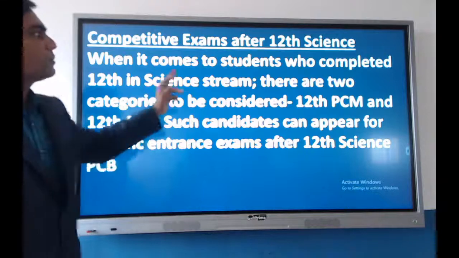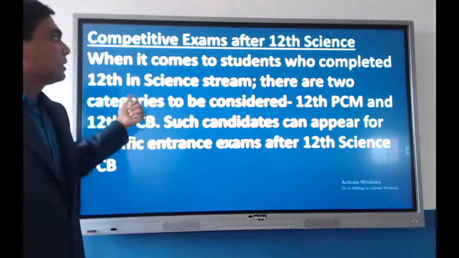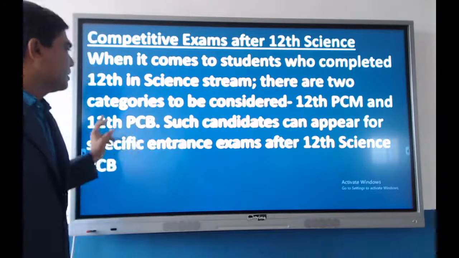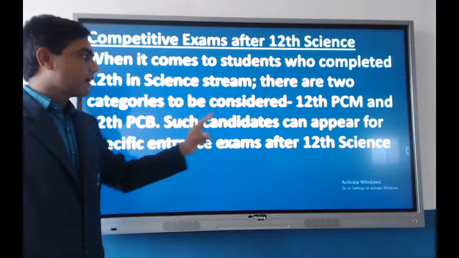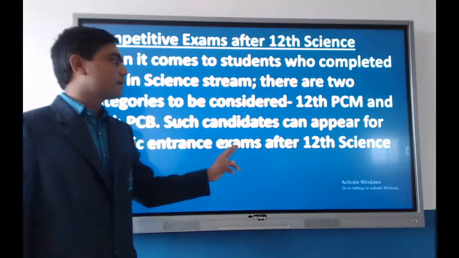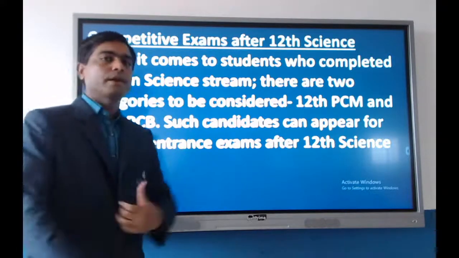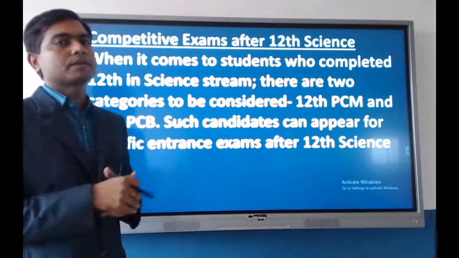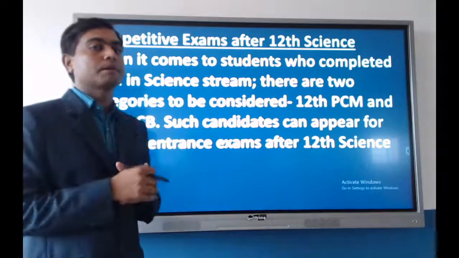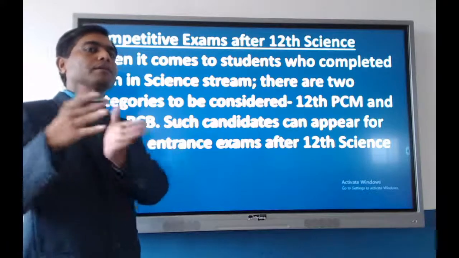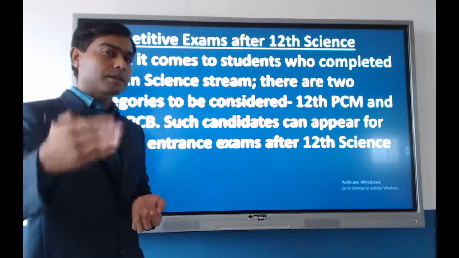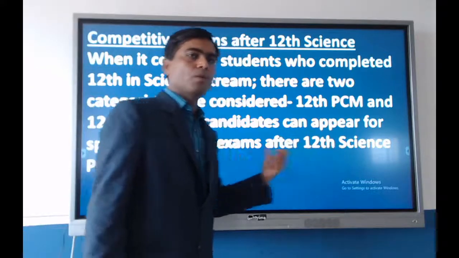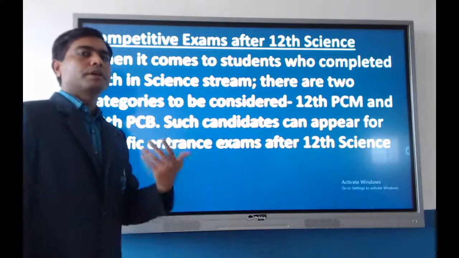When it comes to students who completed 12th in the science stream, there are two categories to be considered: 12th PCM and 12th PCB. Such candidates can appear for specific entrance exams after 12th science. Why have they made the two streams PCM and PCB? Some will be good in mathematics, some will be good in a theoretical subject that is biology. Depending upon that, they will take other branches such as statistics and computer science also. Depending upon which course you are interested in, PCM or PCB, you can choose the different types of exams.